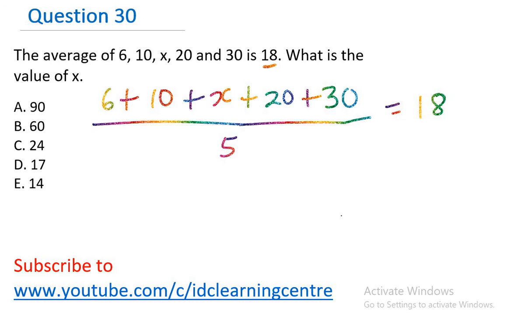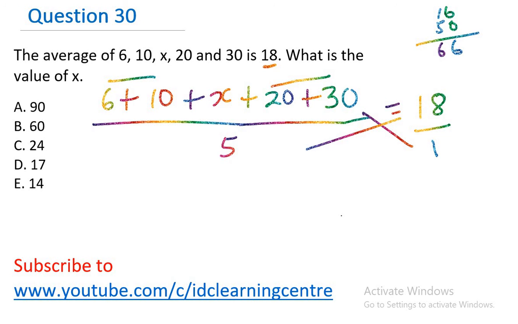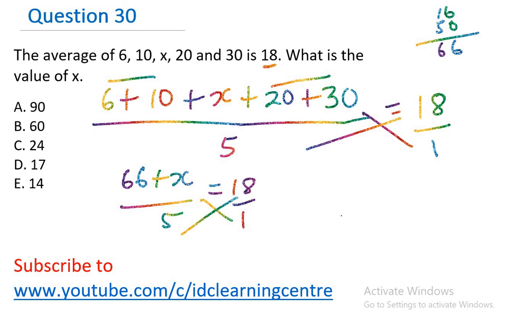Now we need to get the value of x. So all whole numbers have a denominator of 1. Cross multiply. 10 plus 6 is 16. 16, 20 plus 30 is 50. So 16 plus 50 will give me 66. 66 plus x over 5 is equal to 18 over 1. Take note, then cross multiply. 66 plus x will give me back 66 plus x. Then 18 times 5.